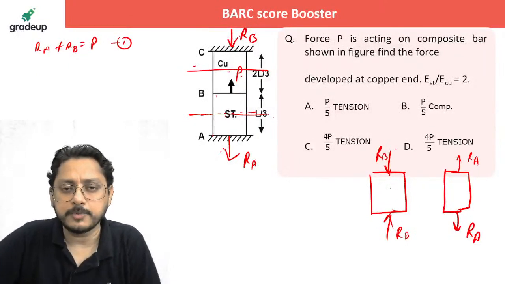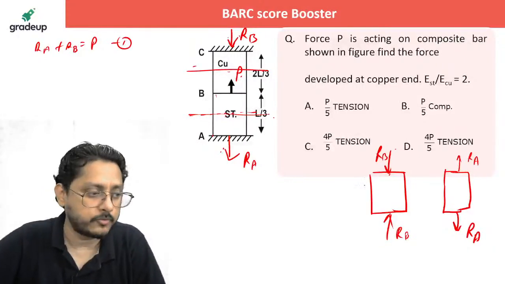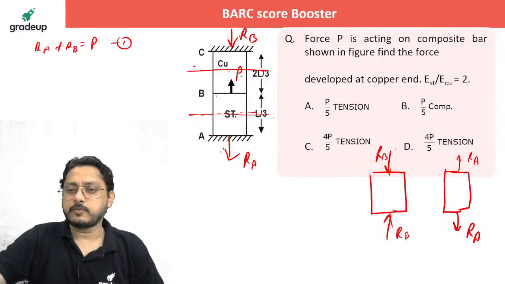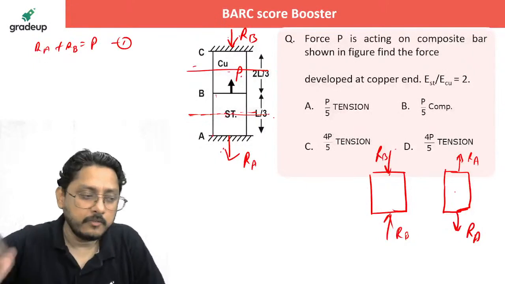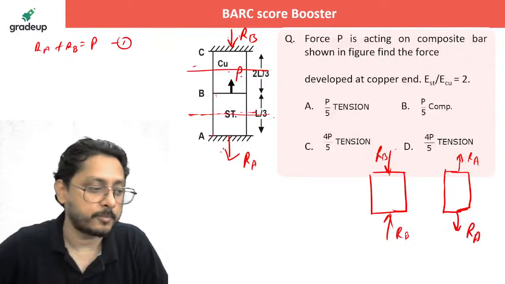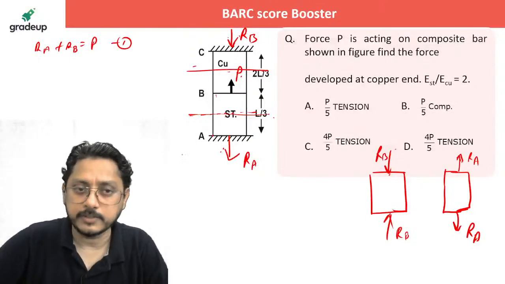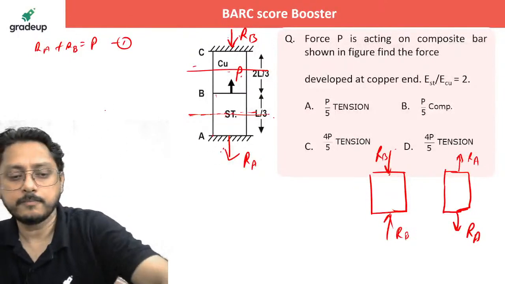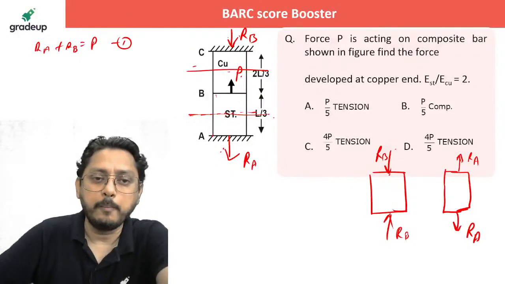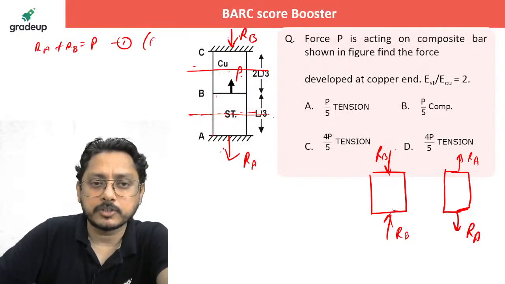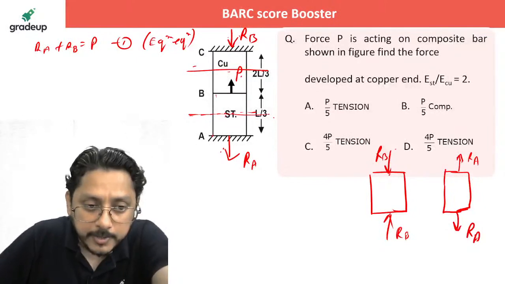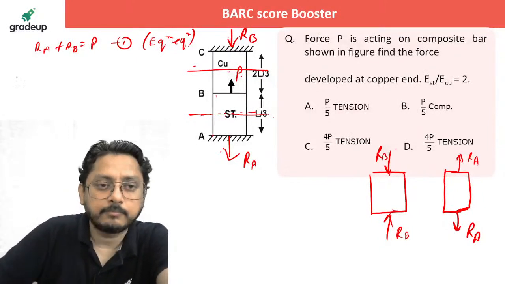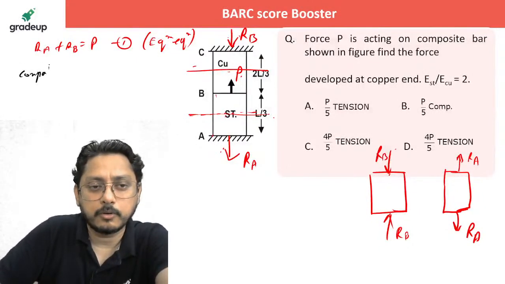So the total final deformation is actually 0. There is no deformation at all. One is under elongation, one is under compression. So whatever elongation is happening in the steel will be the same as the deformation happening in the copper. So I can always write it down. This is from the equilibrium equations, isn't it? Now I will write down the compatibility conditions. Compatibility.